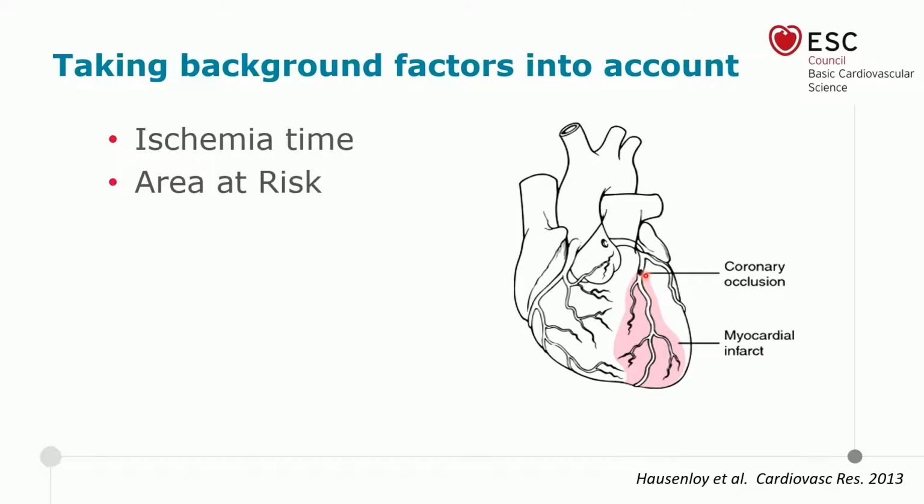You cannot publish your results if you do not determine area at risk in experimental studies these days, and that has been the case for a number of years already. Collateral blood flow is very important in collateral species like the dog or baboon. You need to measure collateral blood flow and express infarct data as a function of the collateral flow.